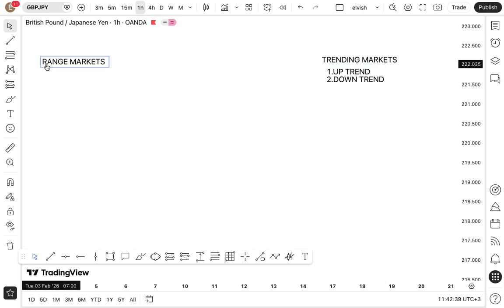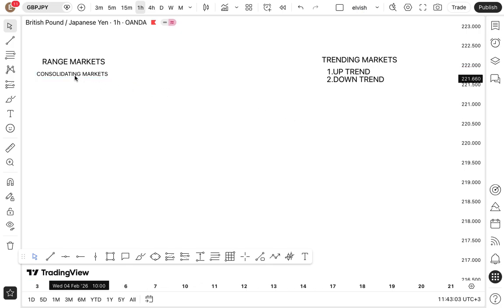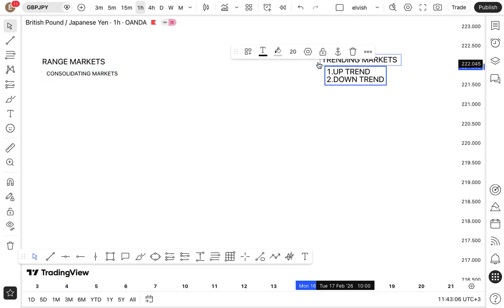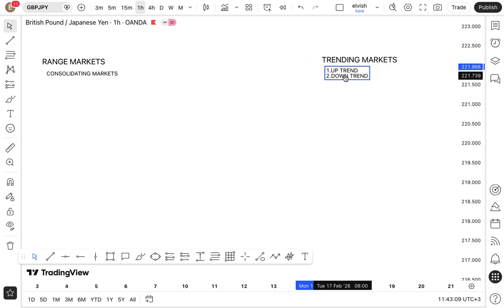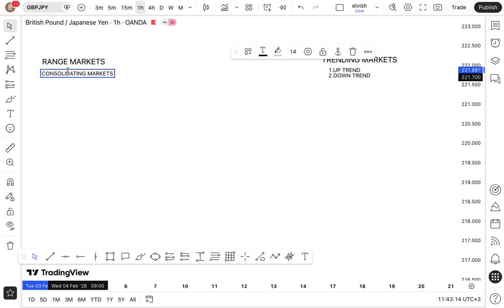Under the ranging markets, we only have the consolidating markets. Here we have the consolidating market, and then here we have the uptrend and the downtrend. Let me begin with the easiest one, which is the ranging markets, or the consolidating markets.